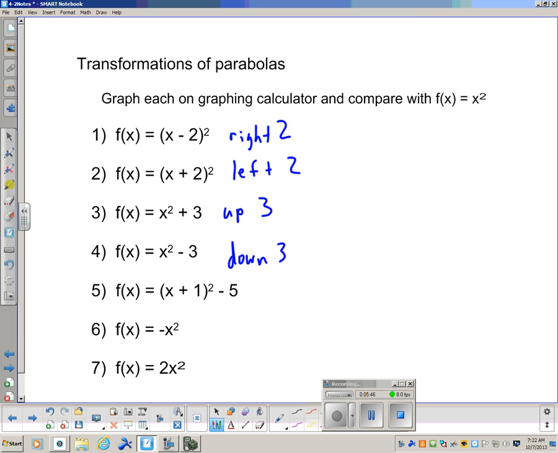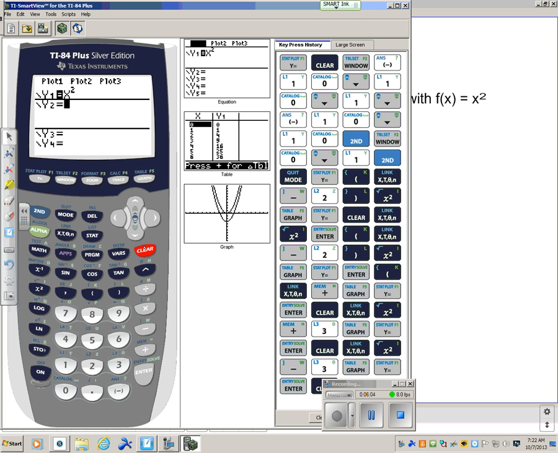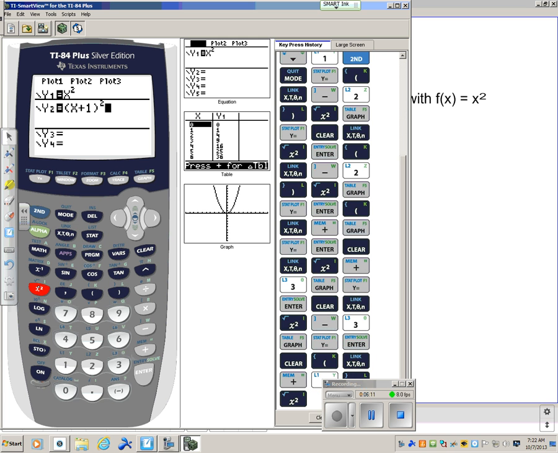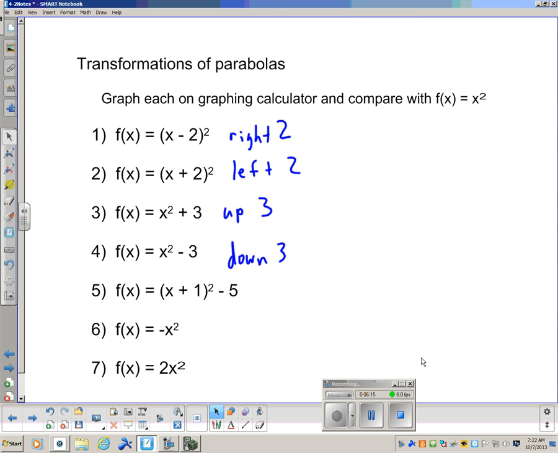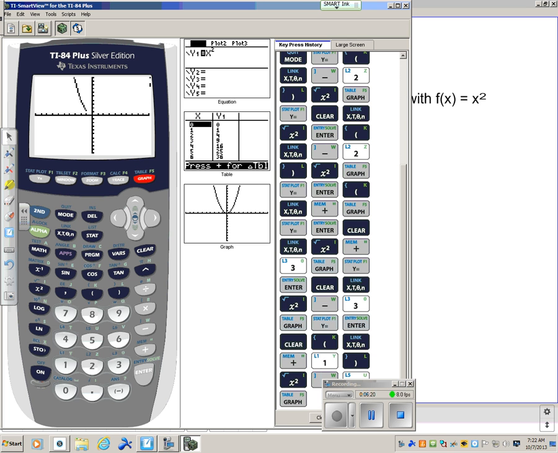Now the next one's going to do a combination of things. Inside here, you're adding 1 for number 5, and then on the outside there, you subtract 5. So we've got to figure out 2 different moves. So I'm going to go to my y equals here. I'm going to plug in my new one here, which is x plus 1 parentheses squared minus 5. I'm just going to double check to see if I did that right. Yep. I'm going to hit graph, and we're going to compare it to that one.